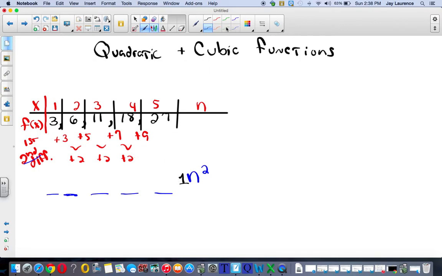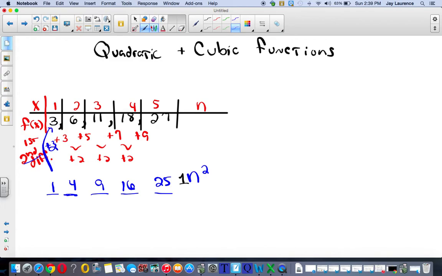All right, so my second differences are all the same. It's an n squared pattern, so I'm going to square these numbers. 1, 2, 3, 4, 5. So 1 squared is 1, 2 squared is 4, 3 squared is 9, 4 squared is 16, and 5 squared is 25.